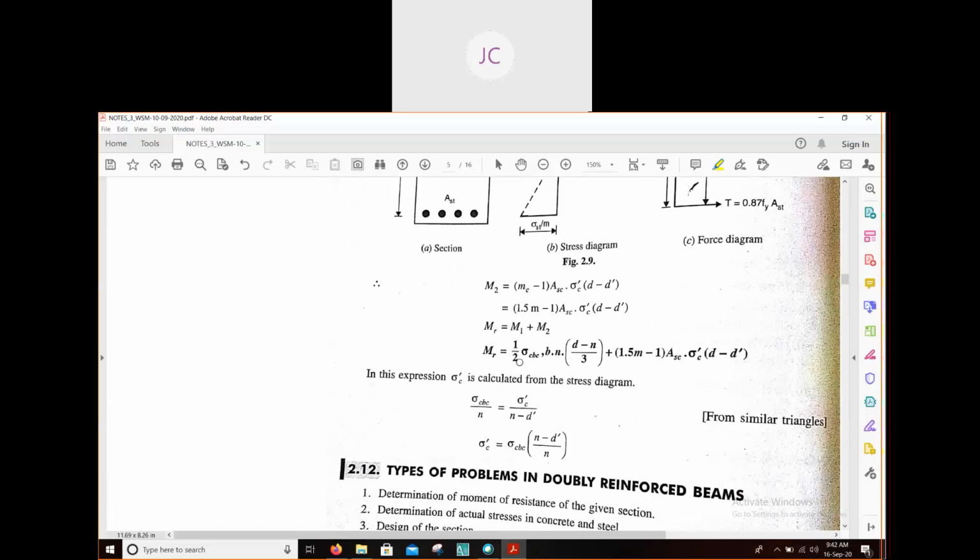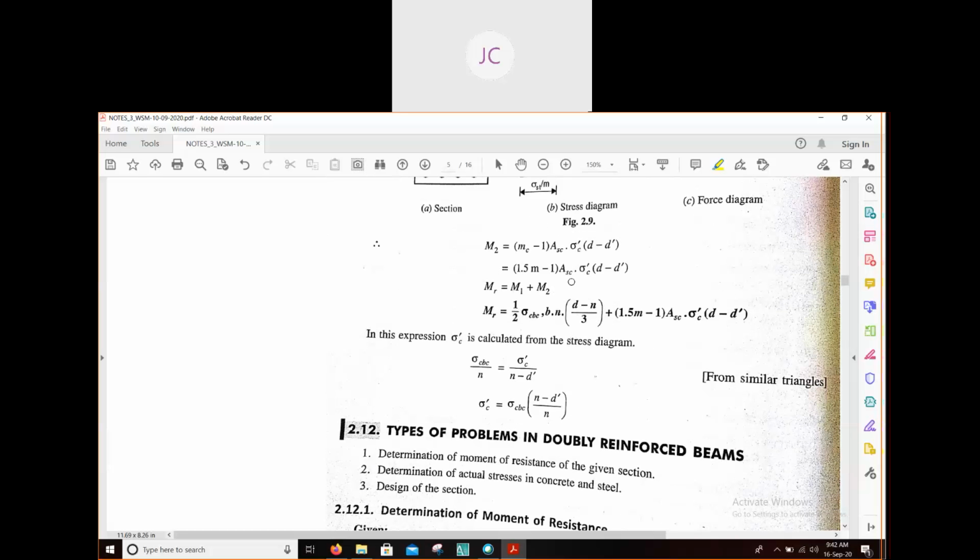You can see here the final formula of moment of resistance equals half sigma cbc B n (d minus n by 3). This is our M1. M2 is this one. Now in this expression, this sigma c dash we can calculate from the stress diagram.